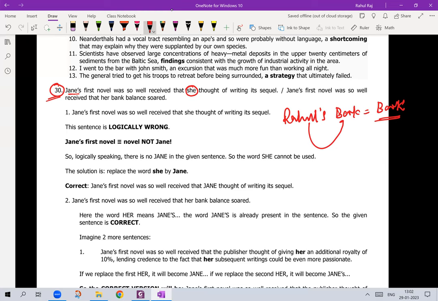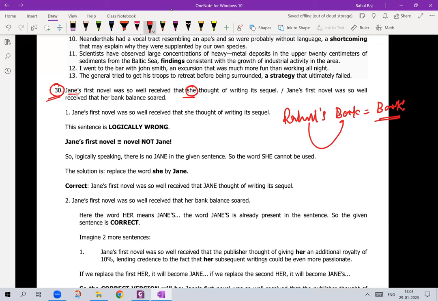That's it. So when I say Jane's first novel was so well received that she thought of writing its sequel, what is she referring back to? You can't simply say, she is a beautiful girl. There are 4 billion she's in the world. What is she? You have to 100% denote a noun. If I have to say a sentence that Ritu is a beautiful girl and she is a hardworking girl, I can't say she is a beautiful girl and she is a hardworking girl. What do you mean by this? What is she referring to? So you have to have a noun. Ritu is a good girl and she is a beautiful girl. Now she is going back to Ritu. Because you have introduced a noun, Ritu, in the first clause. So you have to 100% introduce a noun.